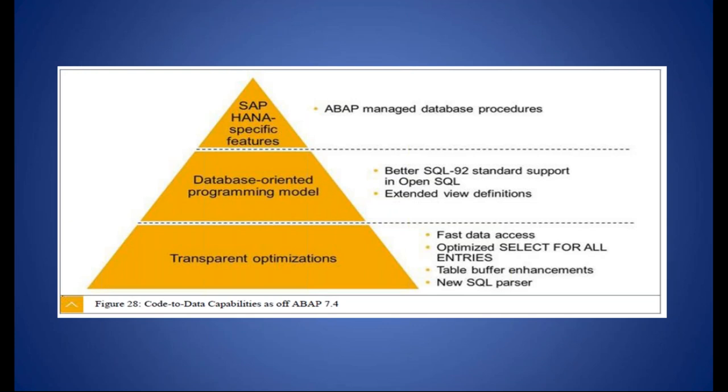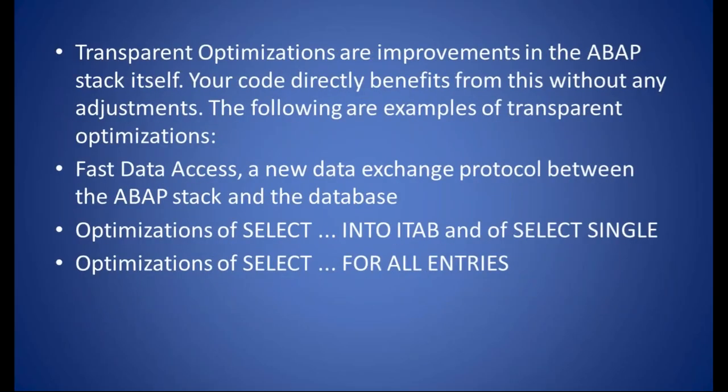HANA specific features are ABAP managed procedures, popularly called AMDPs, and the database-oriented object model. So we have better SQL-92 standard support in Open SQL, extended view definition. Then transparent optimizations: fast data access, optimized SELECT FOR ALL ENTRIES, table buffer enhancements, and a new SQL parser. These things we'll see in detail.